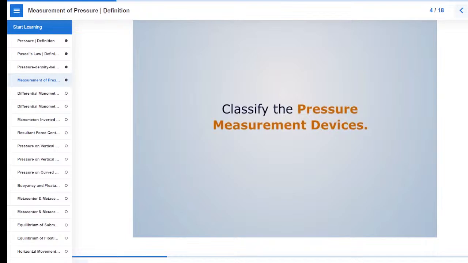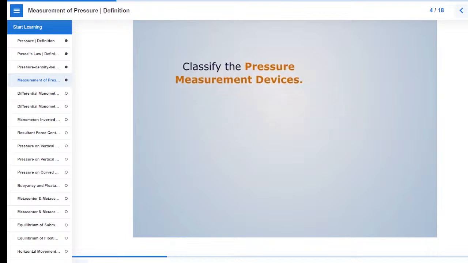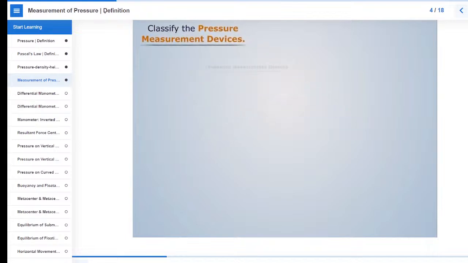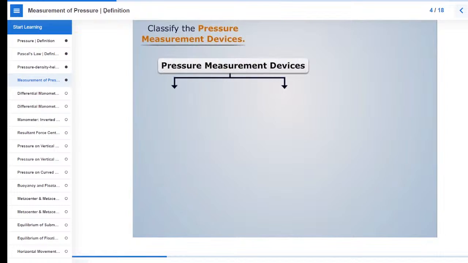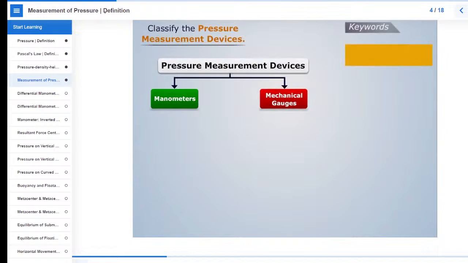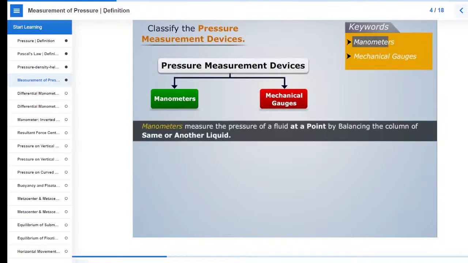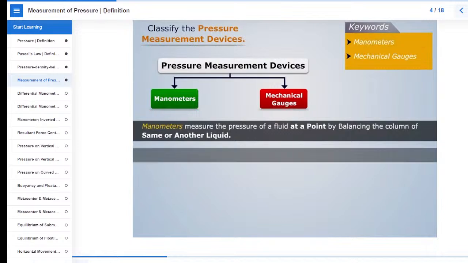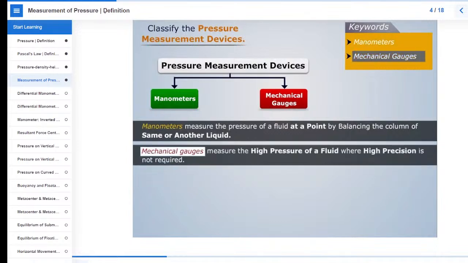Classify the pressure measurement devices. Pressure measurement devices are mainly categorized as manometers and mechanical gauges. Manometers measure the pressure of a fluid at a point by balancing the column of same or another liquid. Mechanical gauges measure the high pressure of a fluid where high precision is not required.